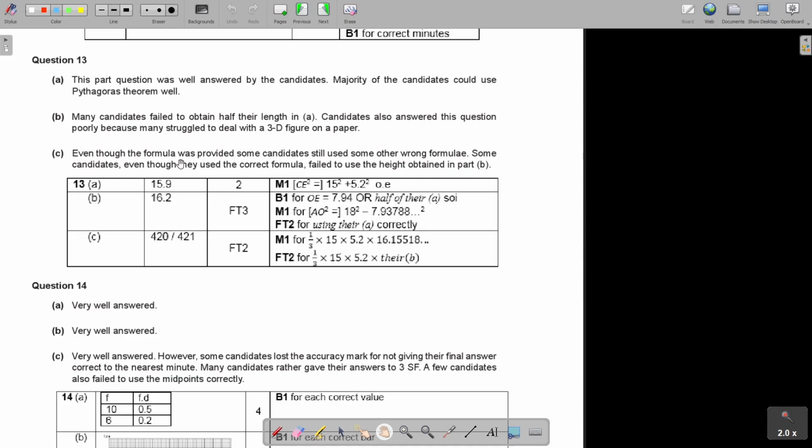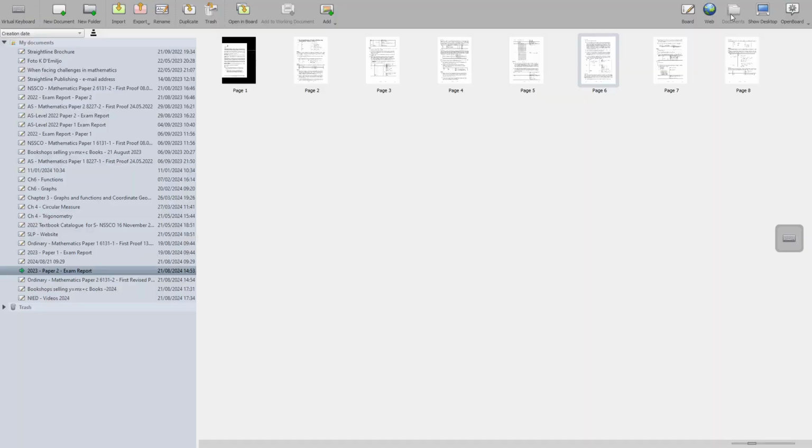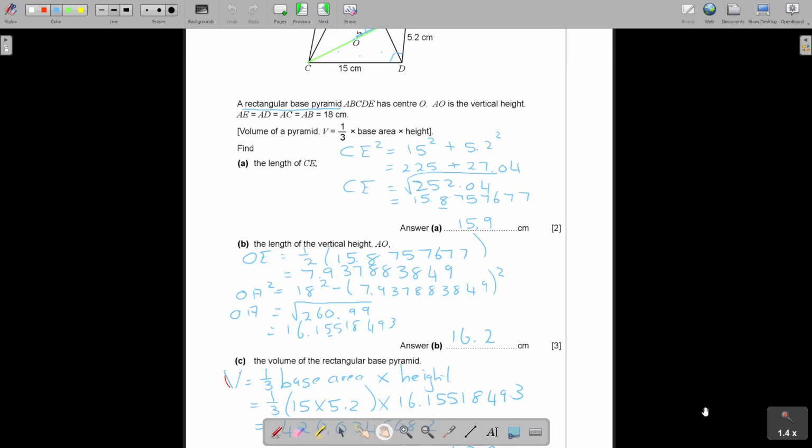Even though the formula was provided, some candidates still used some other wrong formula. This is one that will be provided in the exams, and it stands in the syllabus. Some candidates, although they used the correct formula, failed to use the height obtained in B. Can I just show you the marks again there? For this one, it was also just a 1 and a 1, but I forgot to show you the marks, so I'll go back to that question. They would have given you a mark for that step and then the final.